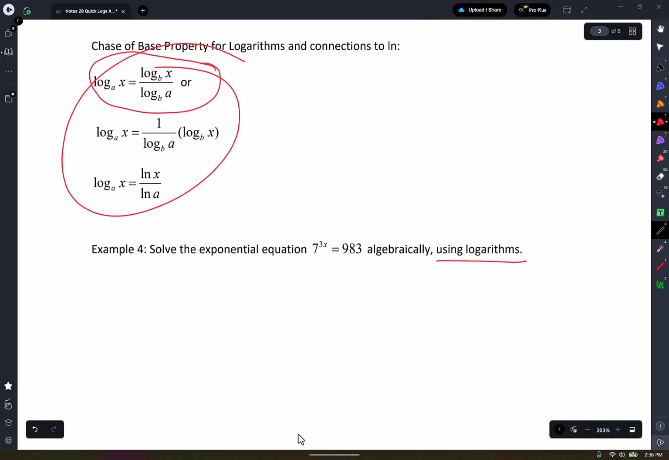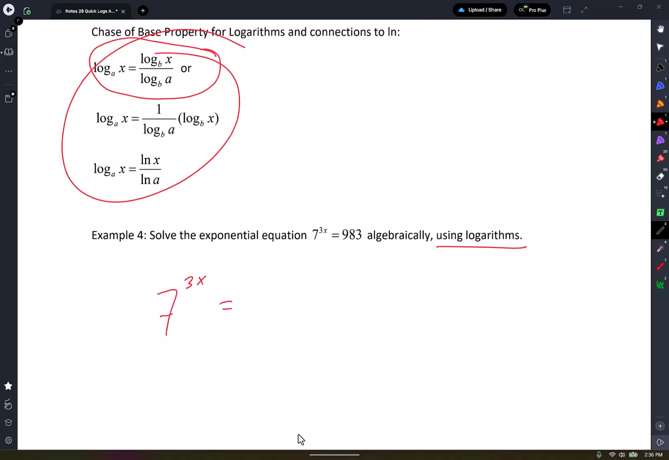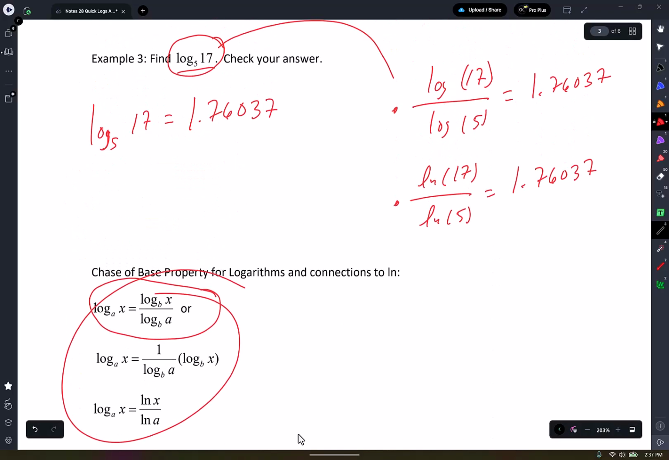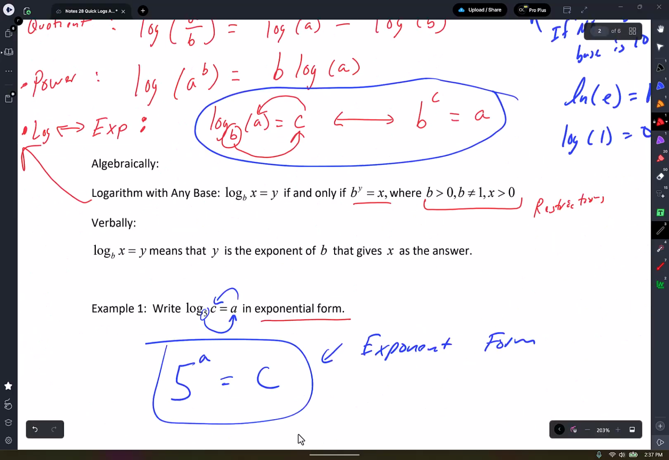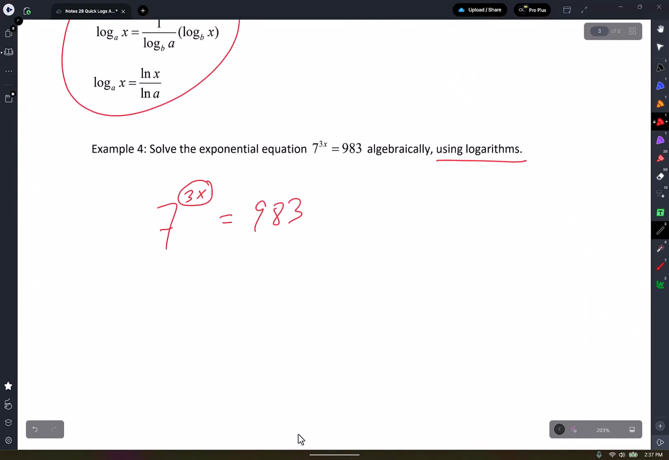It does say using logarithms. So I have 7 to the power 3x equals 983. Now, sometimes you can kind of guess what it is, especially if it's something like a perfect exponent, like x squared equals 81, then you know that x is 9, or 9 to the power x equals 81, so then you know x is 2. All right, you guys ready? I want to solve for x. So you're going to use the power rule to bring the x down. I come over here and write the word log, and I put this on the inside. Whatever you do to one side, you do to the other.